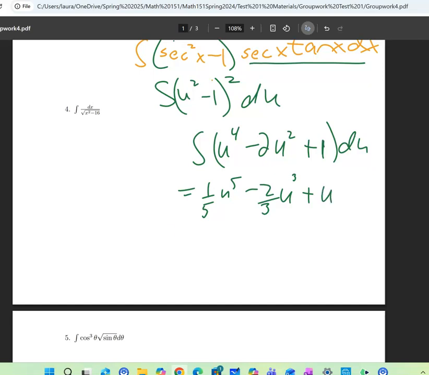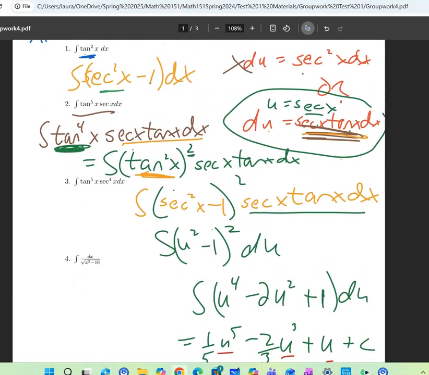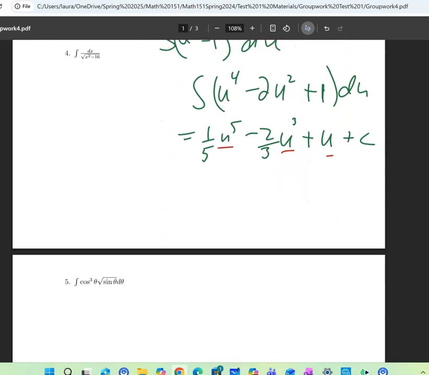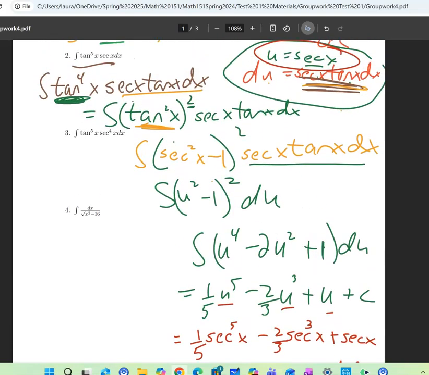And then I'm going to put the plus c, right? And then put the u's back in. And what was the u again? The u was secant. So I have 1/5 secant to the 5th of x minus 2/3 secant cubed of x, and then plus secant of x plus c. So that's the answer for number 2.